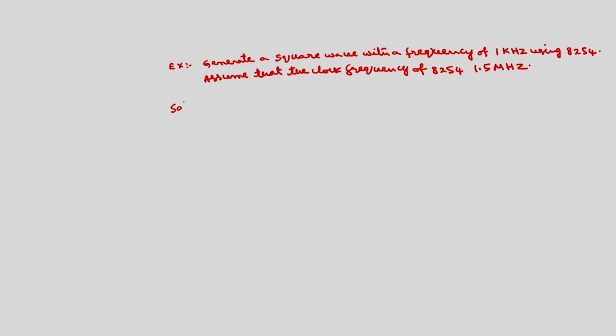So, what is the solution for this problem? I have to generate a 1 kilohertz signal. So the frequency of the signal to be generated is 1 kilohertz, which implies the time period is 1 millisecond. The clock frequency of 8254, this is the clock, you can call it CLK, is 1.5 megahertz.